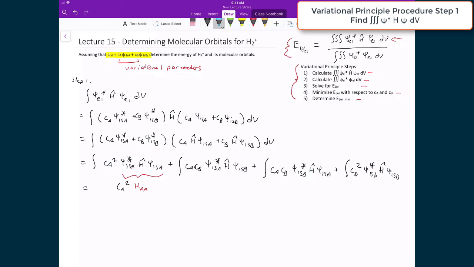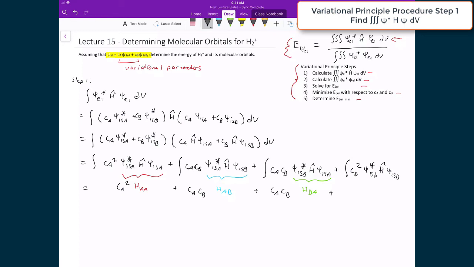I'm going to do the same thing for this term. For the second term, I'm going to say the integral of the complex conjugate of 1SA with the Hamiltonian applied to 1SB, I'm just going to call HAB. And of course, with this one, I can also have the constants come out front, so I'm going to have a CACB associated with this one. This term right here, the complex conjugate of 1SB with the Hamiltonian and 1SA, that integral over all space, I'm just going to call that answer HBA. And again, I've got the two constants CA, CB, which can appear up front of the integral, so I'm just going to attach them to the front.